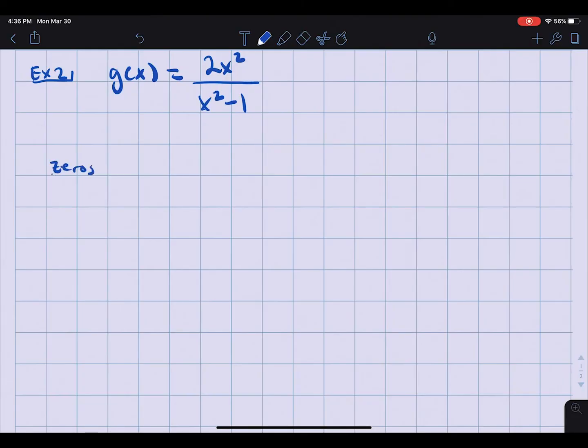Okay, like before, we're going to start by computing the zeros of f. Since this is a rational function, those zeros only occur when the numerator is equal to 0. Since g of x is a rational function, we know it'll be undefined anytime the denominator equals 0. So we can find them to know what points are not in the domain.